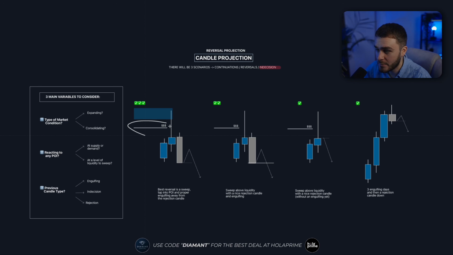We get a sweep of liquidity, rejection candle, engulfing candle, and then that's when we can actually start to see price moving. But also another addition is this point of interest over here. So we've got 4 confirmations that we can actually stick to.